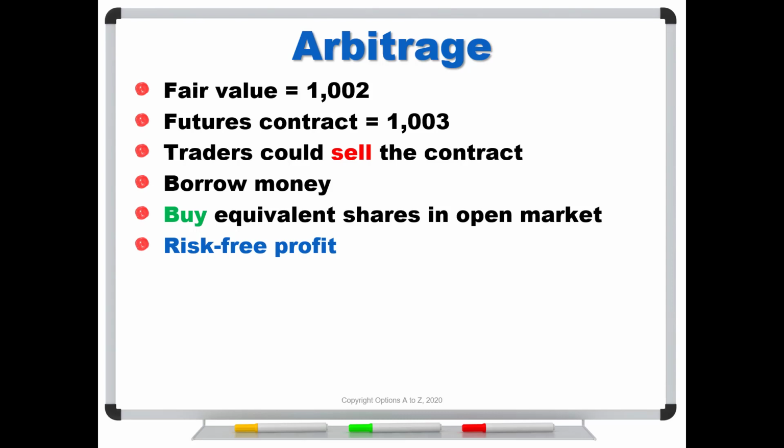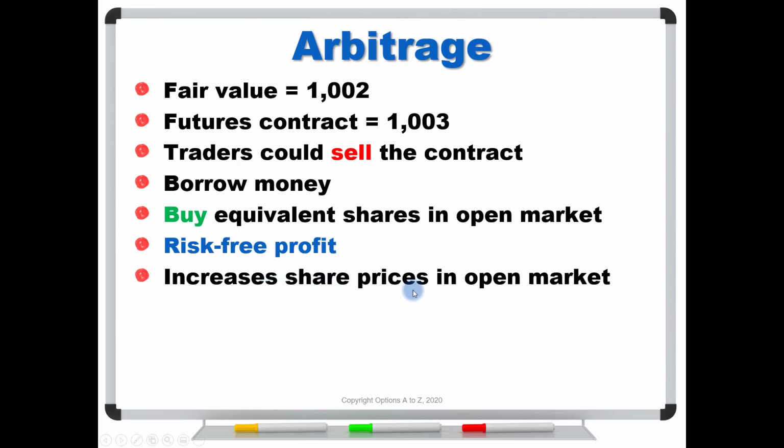But notice what these actions do. It increases the share prices in the open markets because they are buying these shares. They're going up and buying all of these underlying stocks. And it also decreases the futures prices because they are selling the futures contracts. So the futures contract is getting hit with a lot of sell orders.